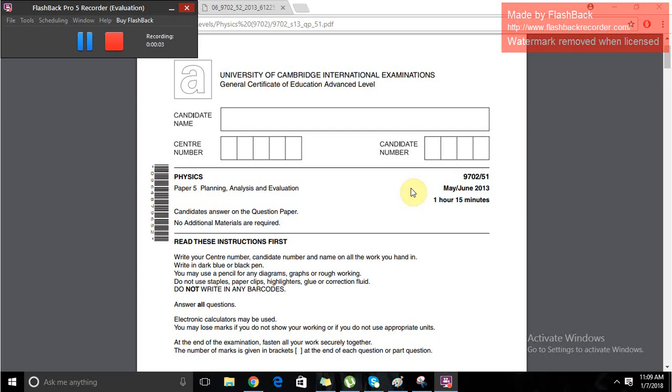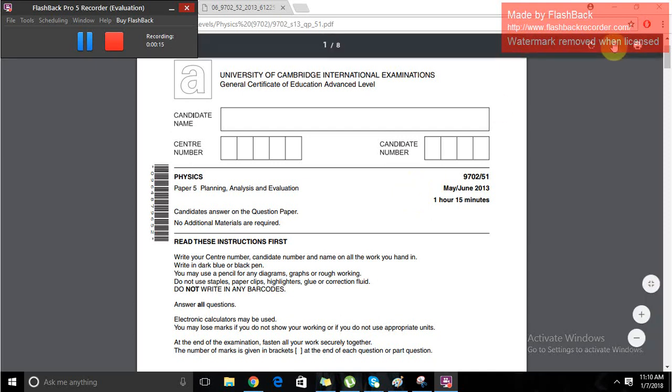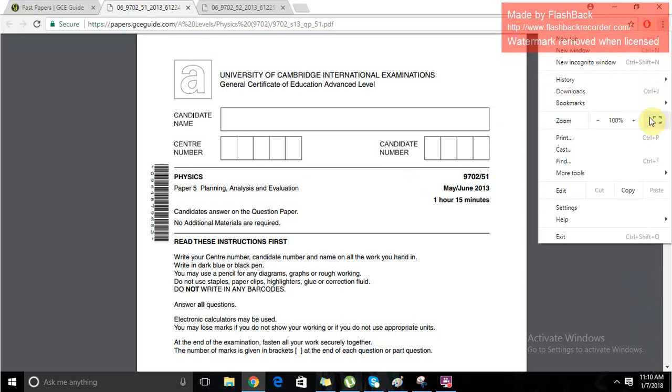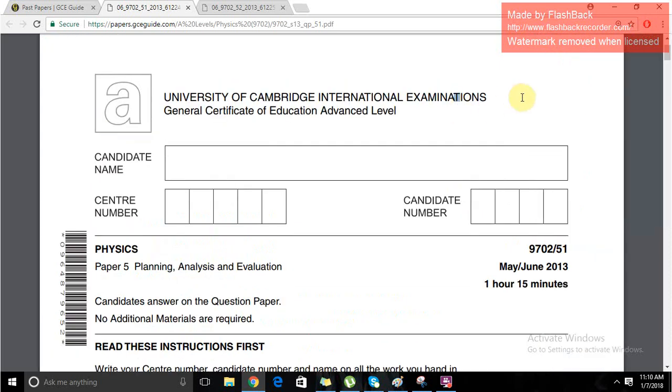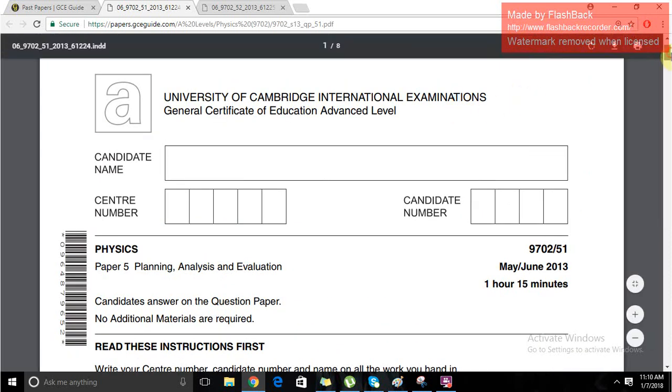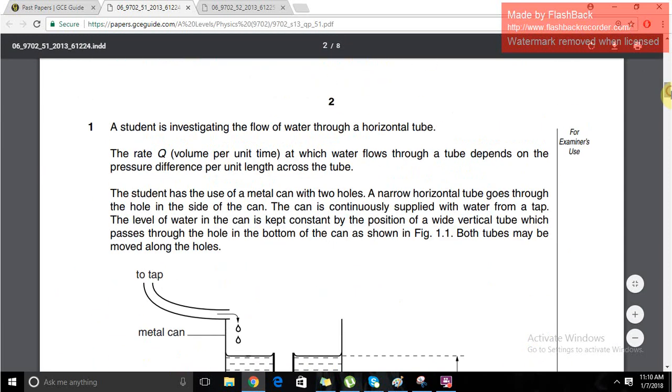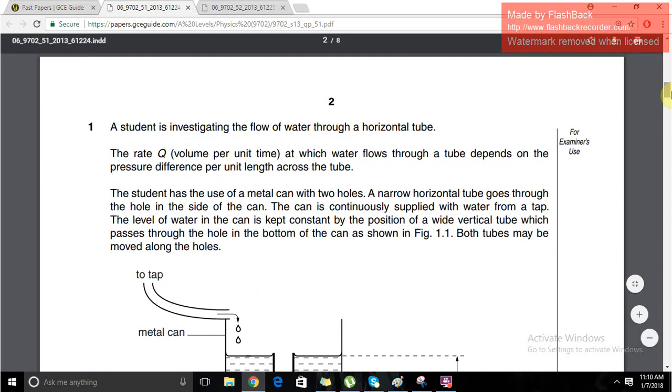Hey guys, today we're doing a video on A-level physics P5, and the paper we will be doing this time around is May-June 2013 P51. Once again, I will remind you only have 1 hour 15 minutes for this paper. Therefore, time management is key. So let's move onwards with reading the question statement.